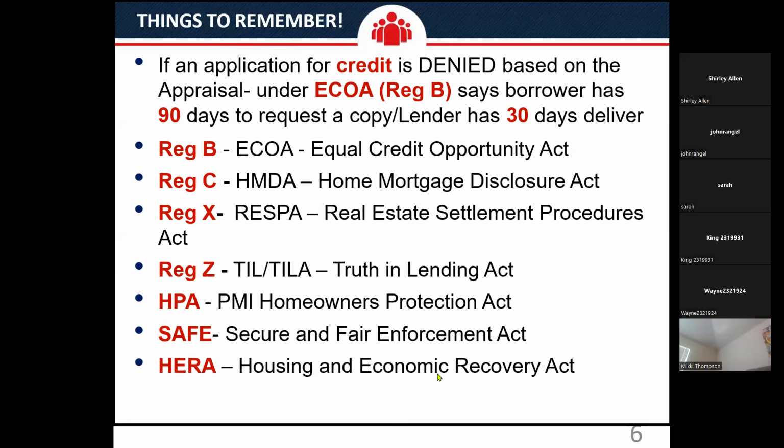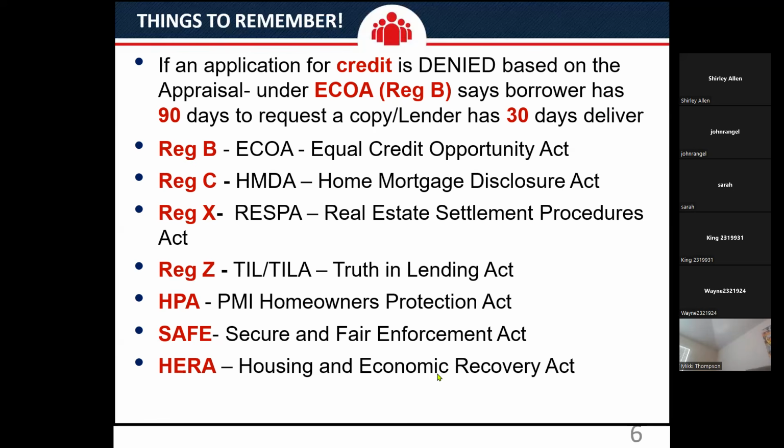Regulation C is HMDA, Home Mortgage Disclosure Act. It allows you to see where any discrimination may be taking place. Regulation X is RESPA, Real Estate Settlement Procedures Act. It deals with closing costs, loan closing, doc signing, loan consummation. All those things mean the same. Regulation X, we just call it REXPA to remember that is Reg X.